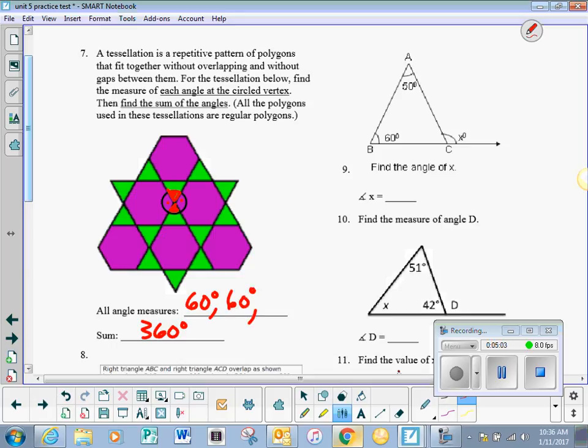What is this other angle here? Part of the what? 1, 2, 3, 4, 5, 6. Hexagon. So that'd be 120 and 120. Should I check to make sure those add up to be 360? Yes. And they do.